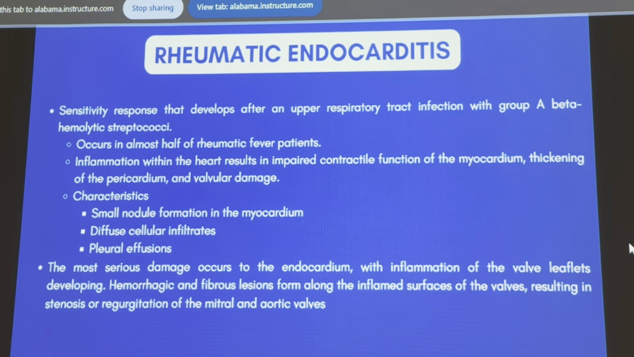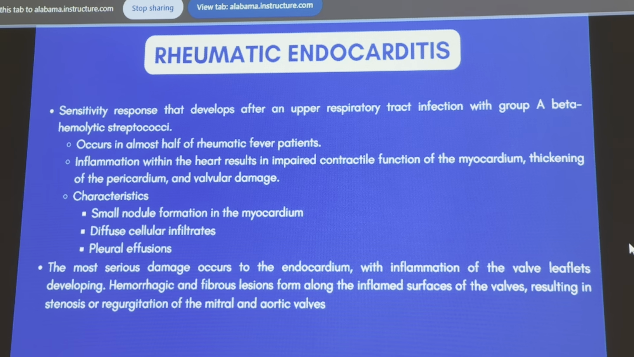With rheumatic endocarditis, let's break it down. Let's not worry about rheumatic just yet. Endocarditis. What does endo mean? Inside. Heart, or cardiac, right? Itis, inflammation. So inflammation inside the heart, right? That's what we're thinking about with rheumatic endocarditis.